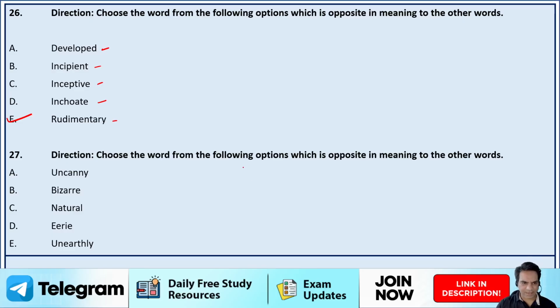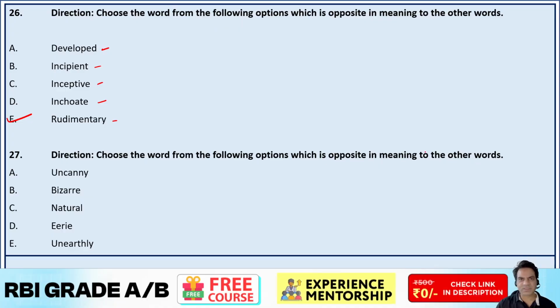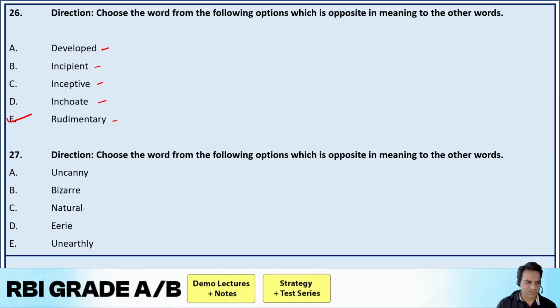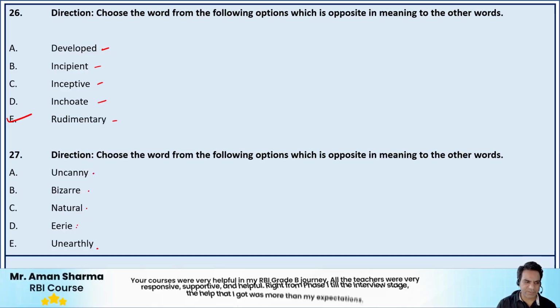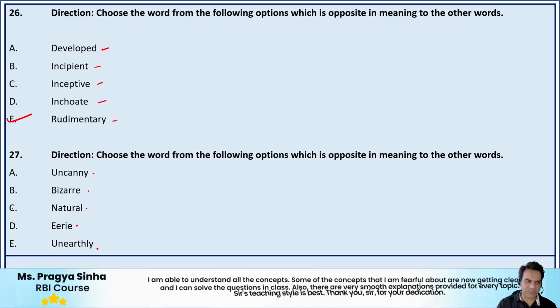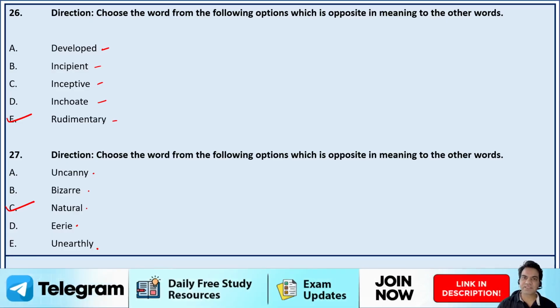Next, again, we have to find the word which is opposite in meaning to the other words. Again, odd one out. Uncanny, very sharp. Bizarre, very strange. Natural, eerie, unearthly. So uncanny is unbelievable, bizarre is again unbelievable, eerie is again unbelievable, unearthly is which you don't see very frequently, but natural is very common. So option C, natural, is the odd one out here, guys. We sometimes also find such questions in the paper, so this will help you to prepare better.